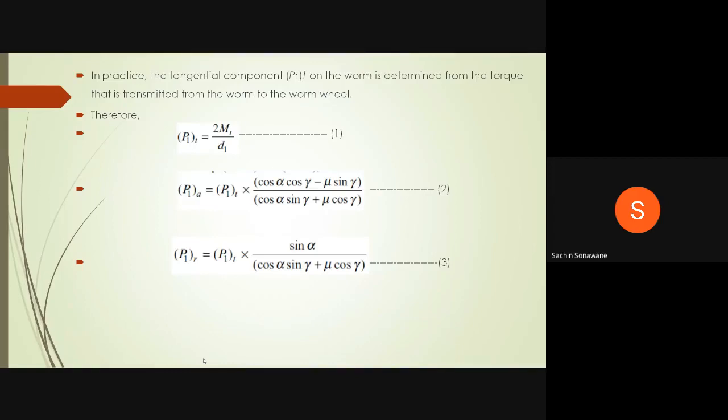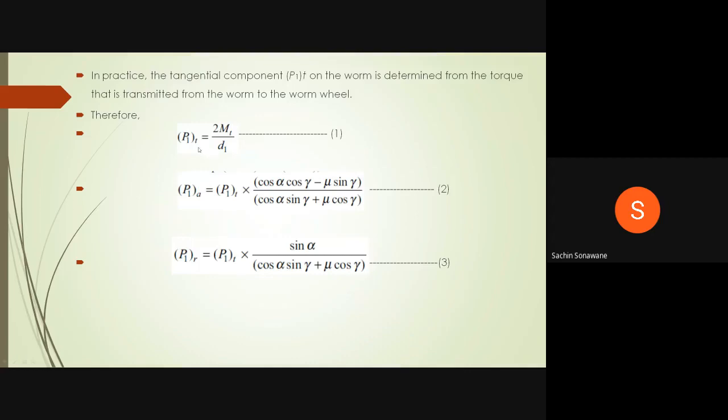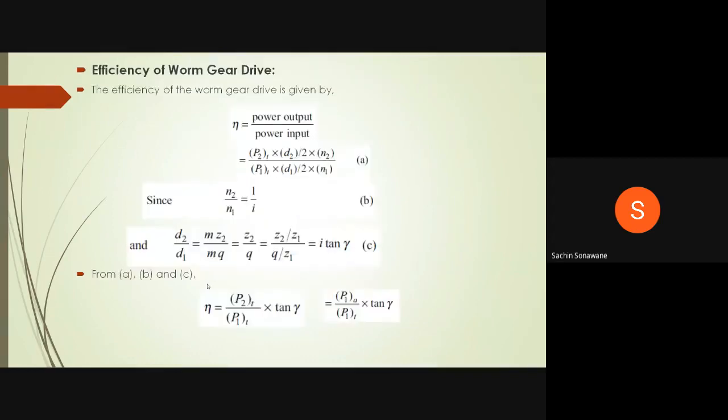In practice, the tangential component P1T on the worm is determined from the torque that is transmitted from the worm to the worm wheel. Therefore, P1T is equal to 2Mt divided by D1, equation 1. P1A is equal to P1T (cos alpha cos gamma minus mu sin gamma) divided by (cos alpha sin gamma plus mu cos gamma), equation 2. P1R is equal to P1T sin alpha divided by (cos alpha sin gamma plus mu cos gamma), equation 3. Now, these are the three forces P1T, P1A and P1R. Now, we will find out efficiency of worm gear drive.